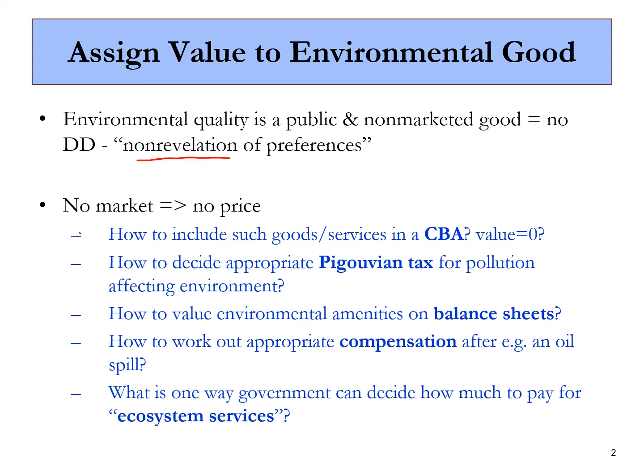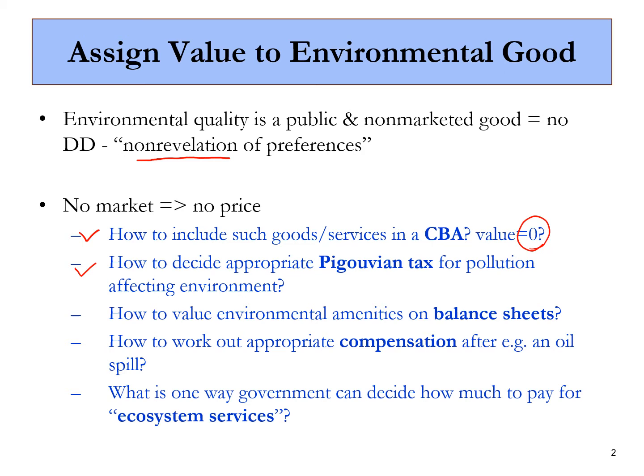The first one is how to include such goods or services in a cost-benefit analysis. Should we put the value of 0 on the environmental quality? For instance, when we talk about fresh air, if we put the value of 0, it is as if the fresh air is not important or not essential for us. So if we cannot breathe fresh air, can we survive? Definitely no, right?